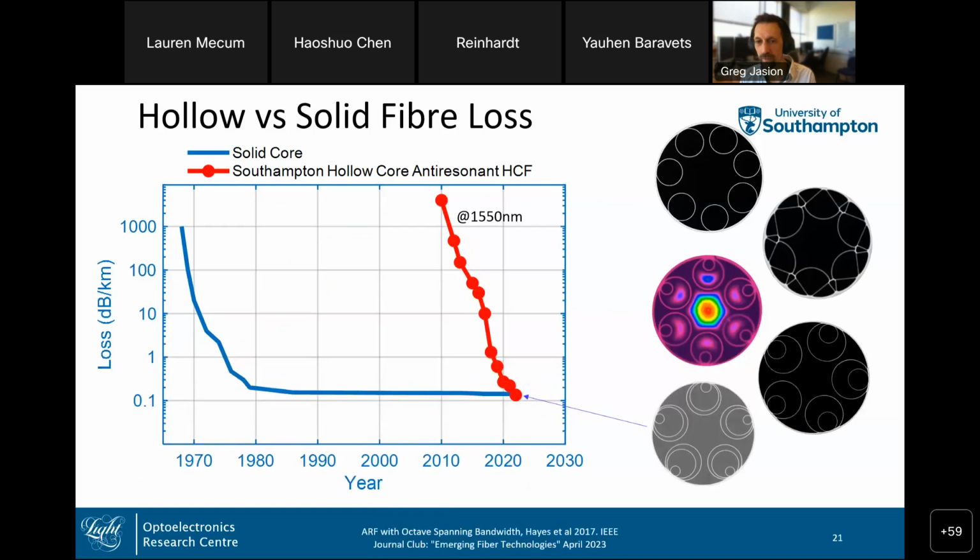So if we just have a quick look at the loss over the years, you can see that you get this remarkably similar curve of loss progression in hollow core fiber as we see in the solid fiber in the 70s. So we're hoping this will keep going down a bit further than that solid fiber record.